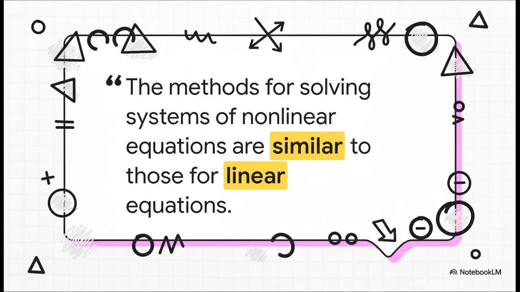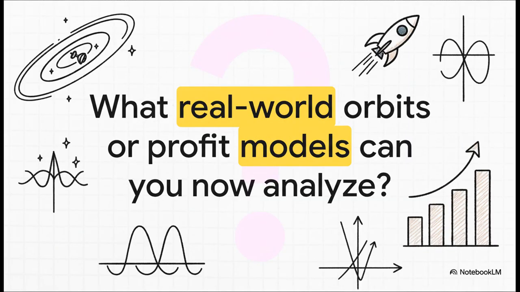And if this all still feels like a bit much, just remember this. The methods we use today, substitution and elimination, they're the exact same tools you use for simple straight lines. You haven't had to learn a totally new kind of math. You've just learned how to apply what you already know to much cooler, more interesting shapes. So I'm going to leave you with this question. Now that you know how to find these intersection points, what does that open up for you? What real-world orbits or project paths or business models could you analyze now in a way you couldn't before? Because once you can solve for the meeting points, honestly, the possibilities are endless.